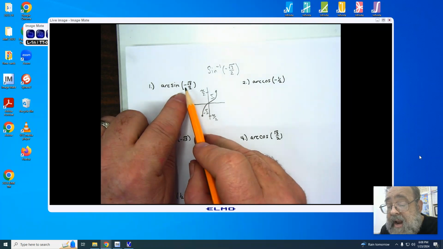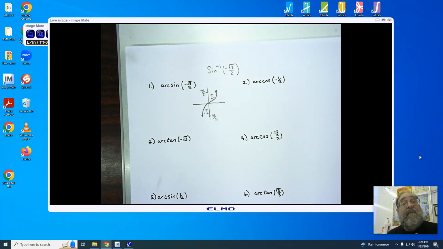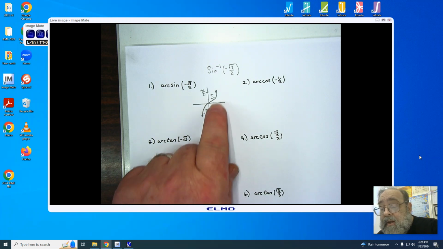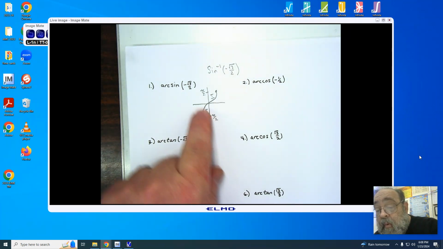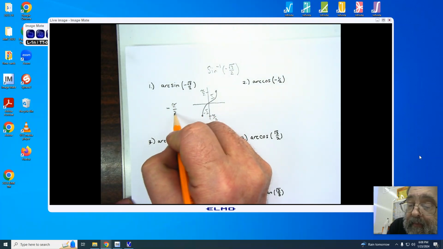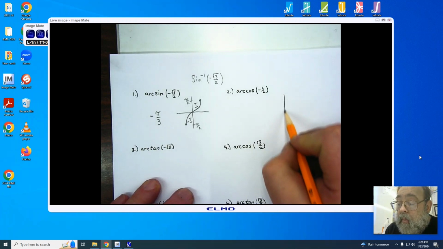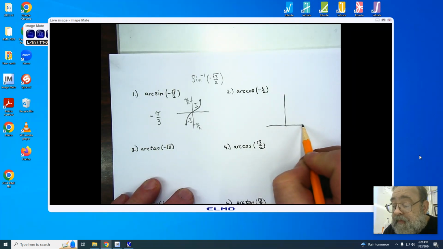So if I'm looking at negative root 3 over 2, I know that the sine of a positive root 3 over 2 is going to have to be pi over 3. But because it won't do that, I'm going to have to call it negative pi over 3. That is the answer: the opposite of the reference angle in the negative first quadrant.